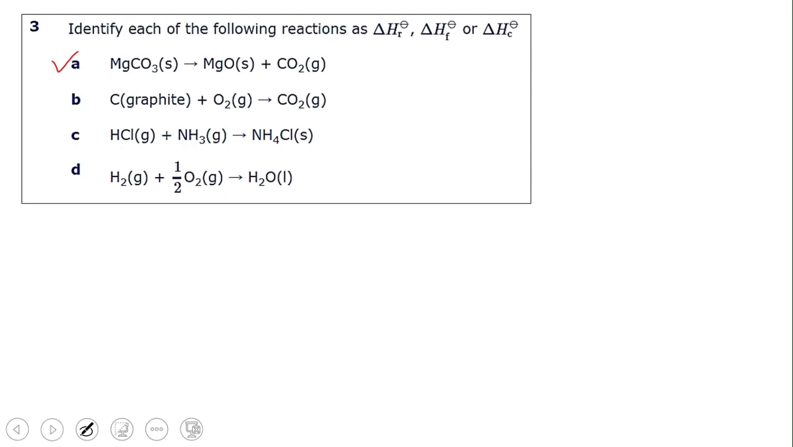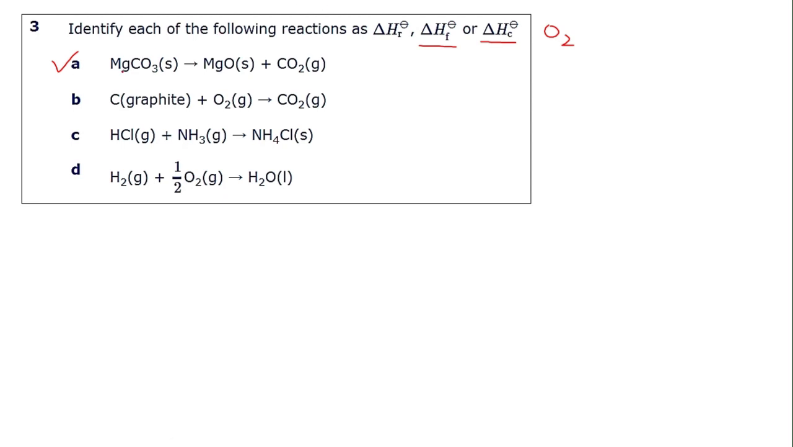Is it delta HR? Is it delta HF? Or is it delta HC? For the combustion, there should be oxygen on the reactant side. We don't have oxygen in this first case, so it is not delta HC. And for the formation, we need elements in the standard state as the reactants.